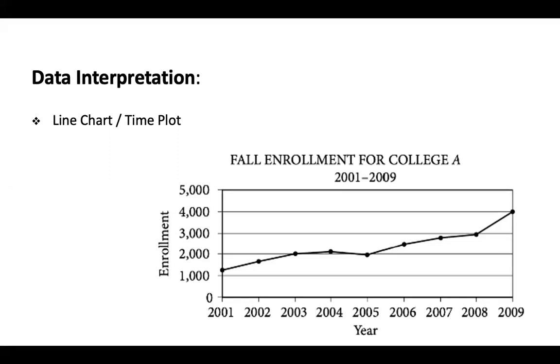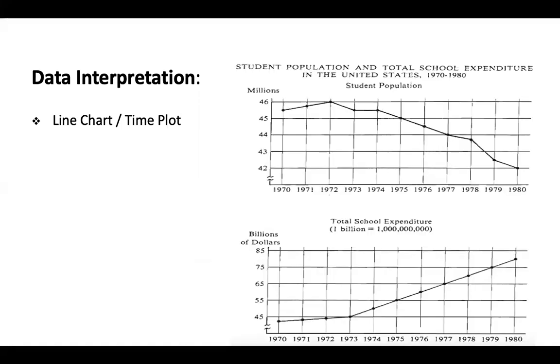And just like in 2003, this is 2,000. So this could be in a single graph as well as a multiple graph as well. Just like in this student population and total school expenditure in the United States from 1970 to 1980. The first one shows the student population and the second one shows the total school expenditure. And further, when we see the strategies for solving data interpretation, you will see that in the actual exam, most of the time you will see combined graphs that incorporate pie charts, histograms, and line charts as well. So in those, you need to use all of these, right?